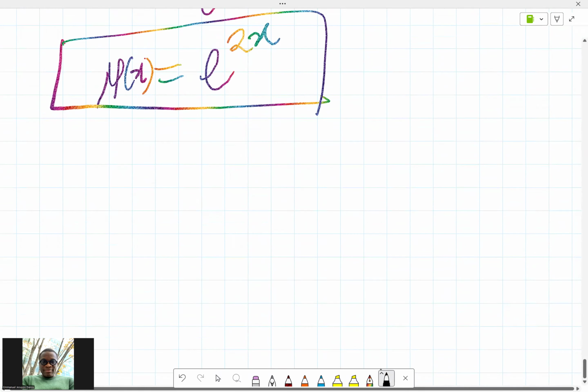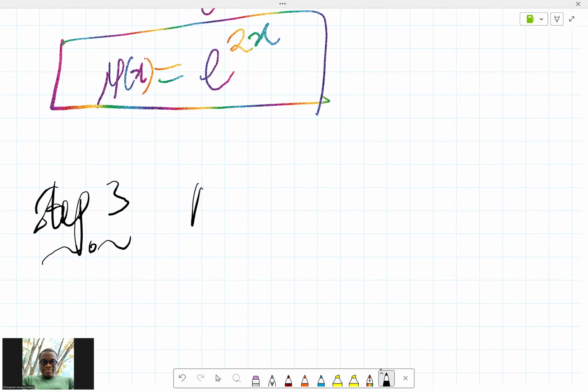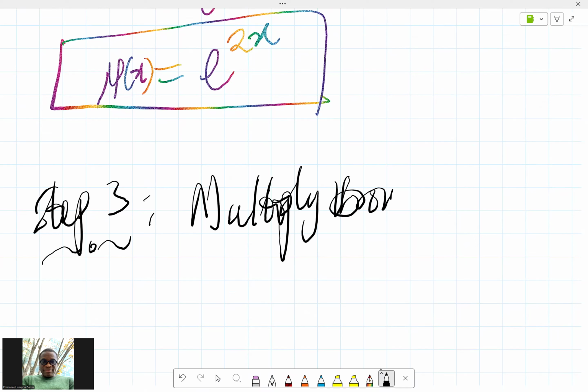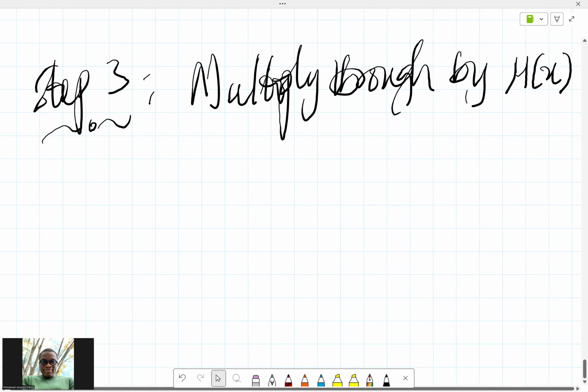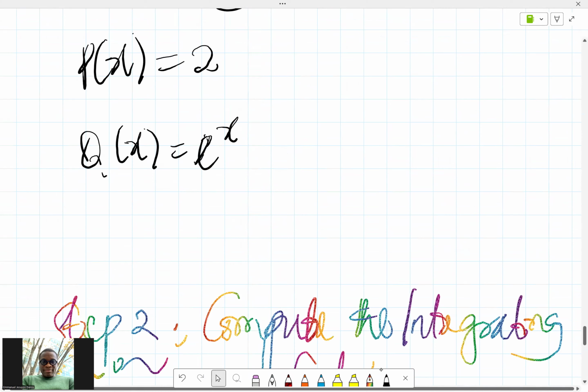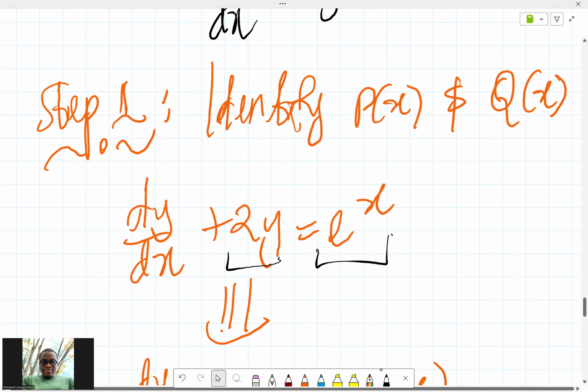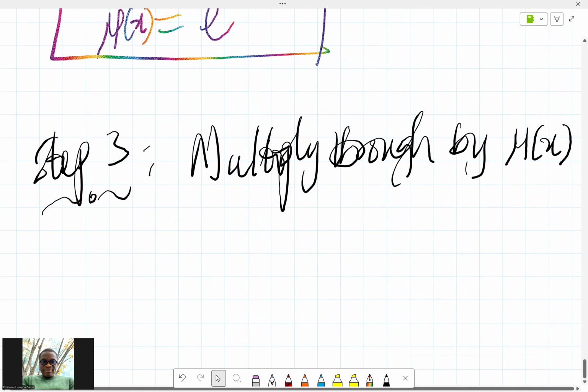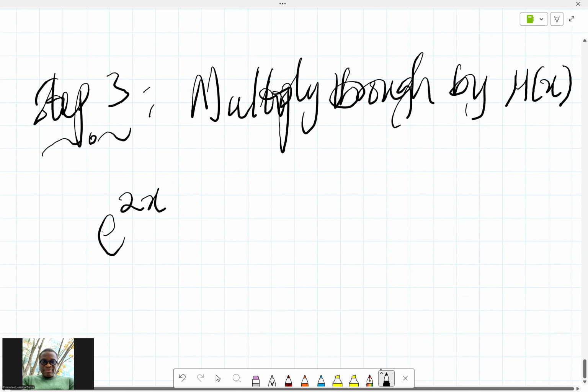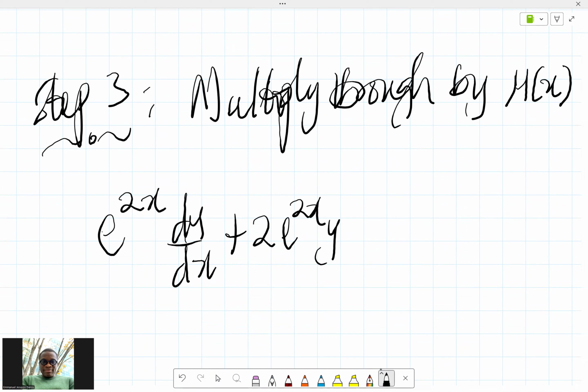Done. And then we go for step 3. In step 3, you multiply through by mu(x). The original expression again is dy/dx + 2y = e^x. So we multiply through by mu(x), and that means you have e^(2x) dy/dx. Then the other one, you have 2y, so that will now be 2e^(2x) y.